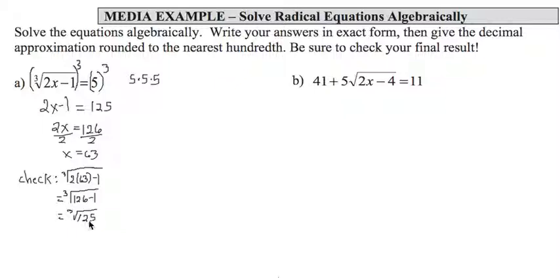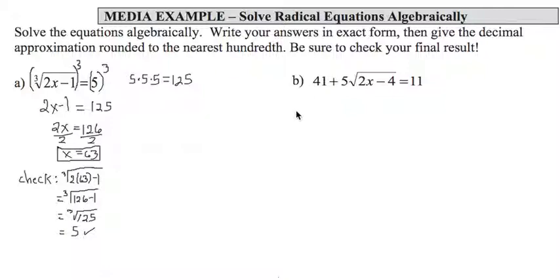So what times itself 3 times gives me 125? Well, we know from our work up here, 5 cubed is 125. So the cube root of 125 is 5. And that checks with our original equation that we were given. So our solution then for part A is x equals 63.